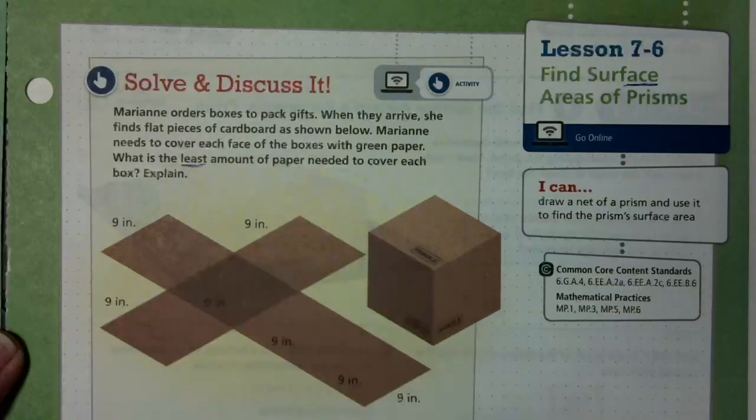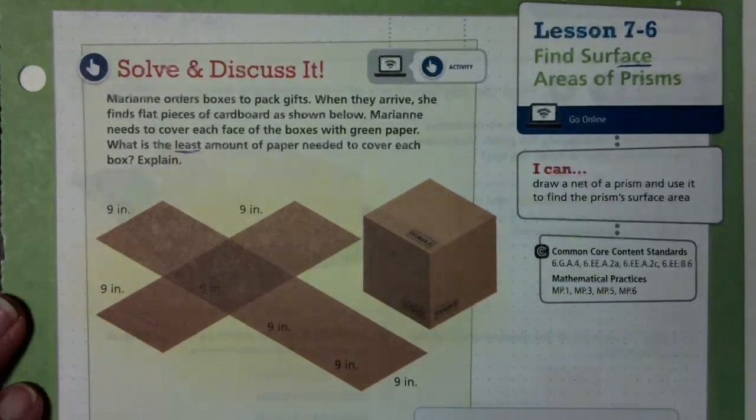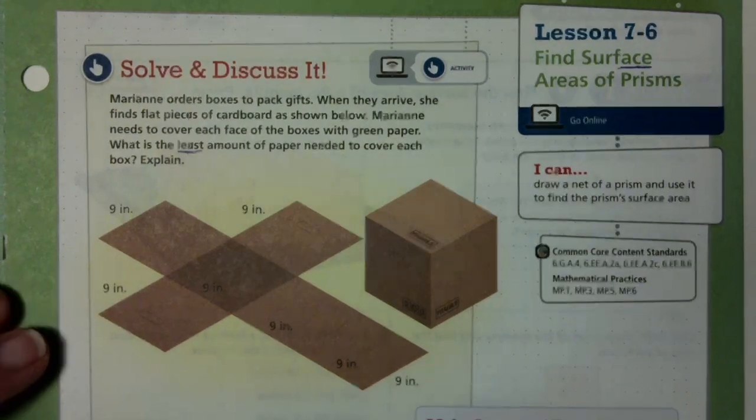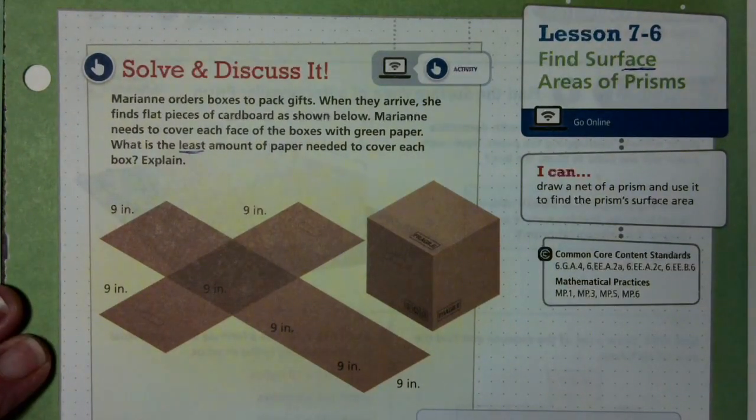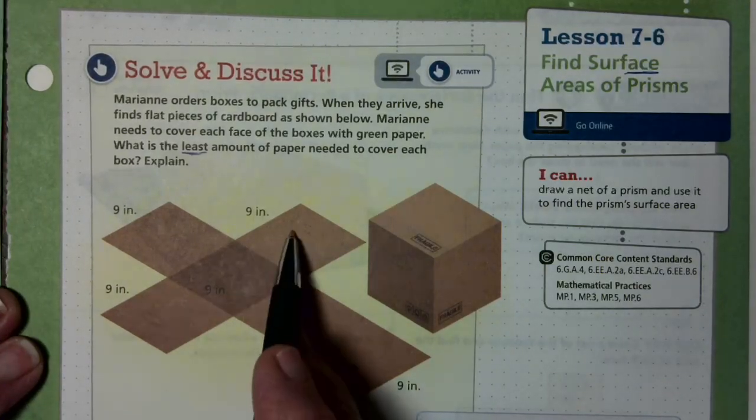That means if we didn't overlap it anywhere, if it just came to the edge and met. You know, we don't wrap boxes like that. We always wrap over. So it said the least amount of paper, so we're going to pretend like we're not overlapping any side anywhere. Okay, so instead of redrawing all this, since they already have it drawn once right here, instead of redrawing that down here on the dot paper, I'm just going to go up here to each one of these squares.